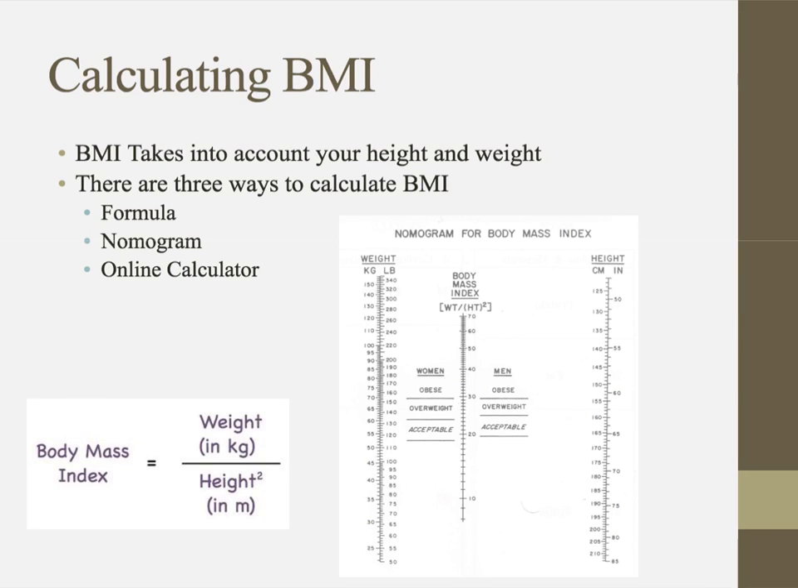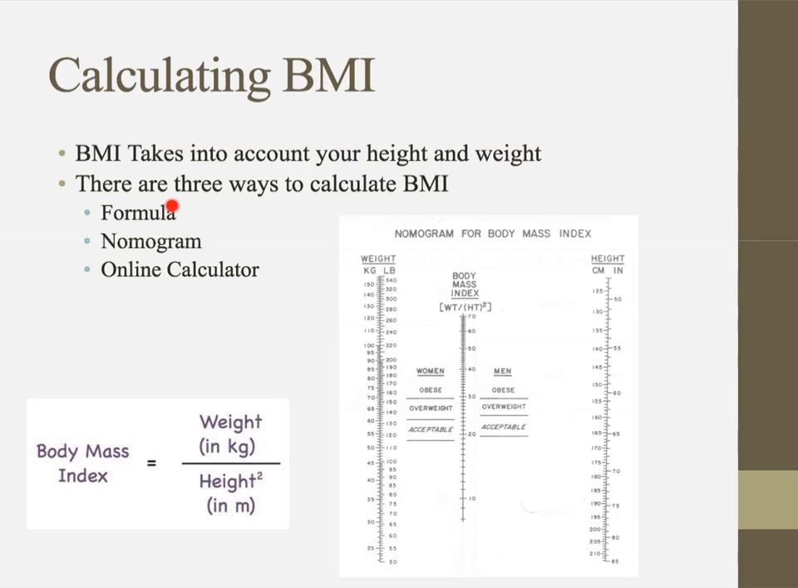Now, BMI takes into account, again, your height and weight. So someone who weighs 150 pounds could either be grossly overweight or grossly underweight, depending on their height. There are 3 ways to calculate BMI. The easiest one is to use an online calculator, and because that's the easiest one, you know you'll never be asked to do that in an IB class. You're going to have to do it the hard way.